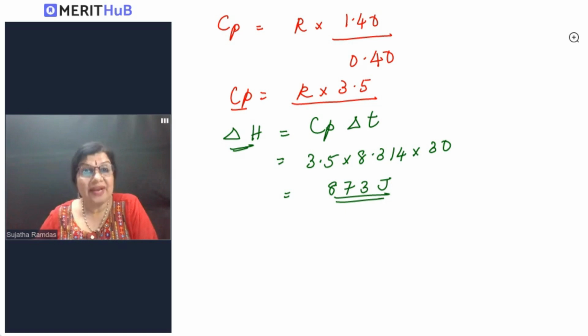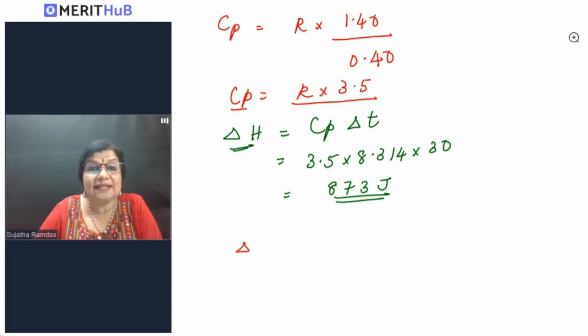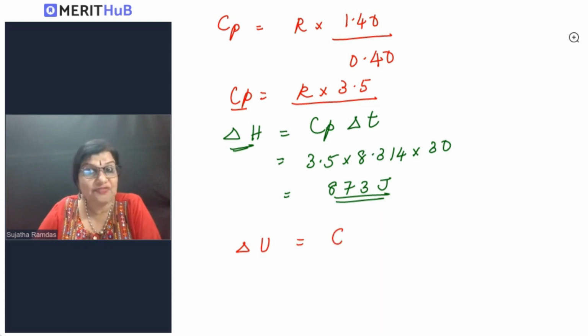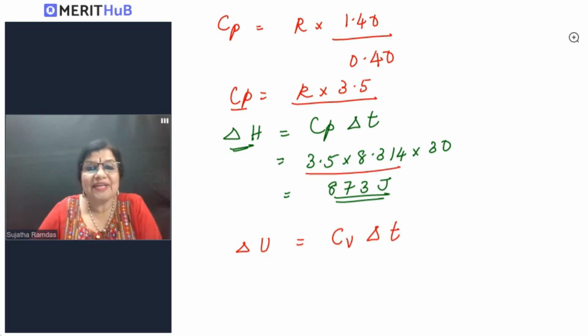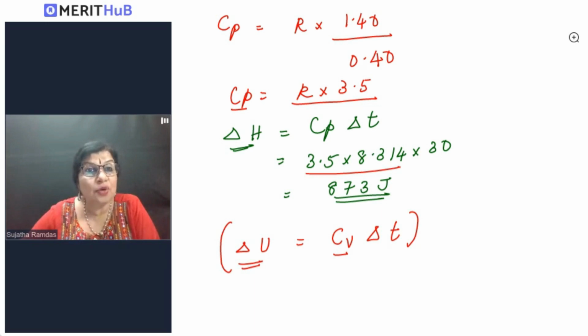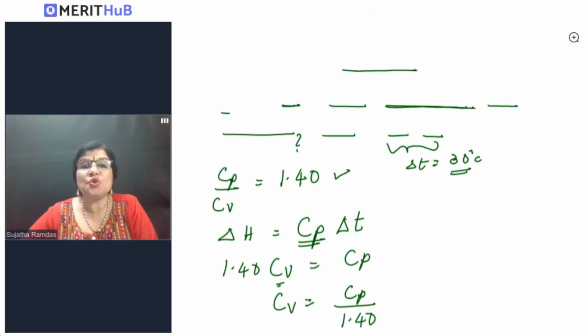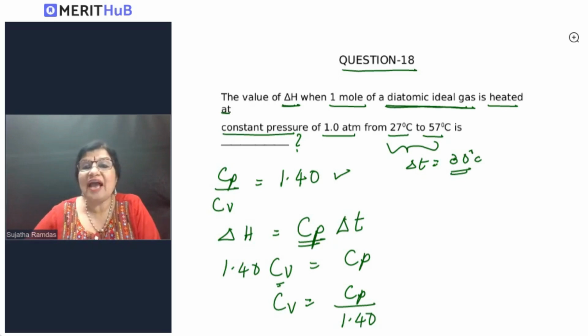You've been asked to find out only delta H in this question, but suppose you are asked to find out delta U, or the change in internal energy, then you must remember the formula Cv delta T. So once you get Cp, you can easily get Cv, substitute and get the value of delta U. This is only additional information. You are asked to find out the value of delta H. So let's go back to the question, and therefore the value of delta H would be approximately 873 joules.